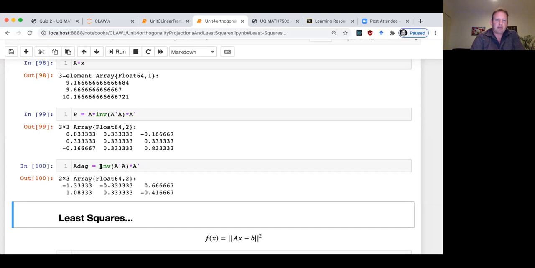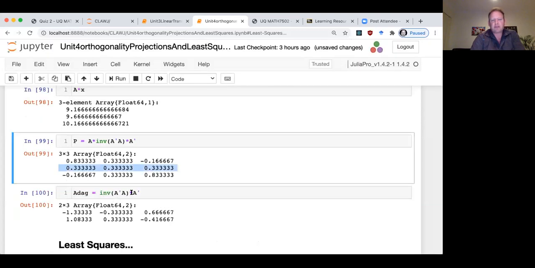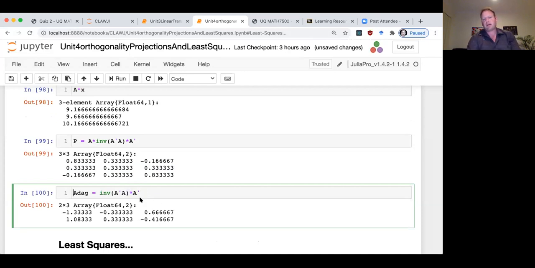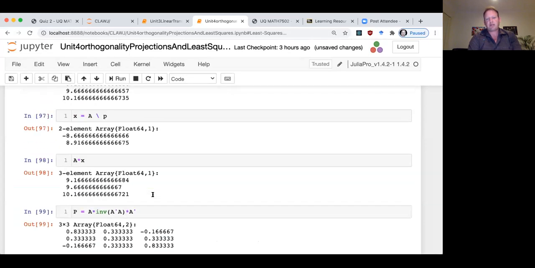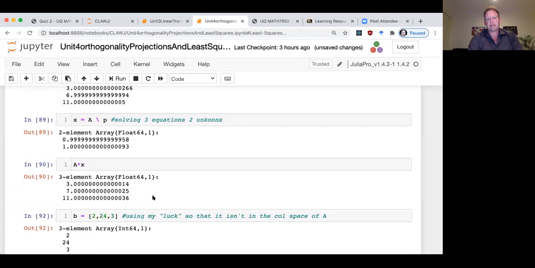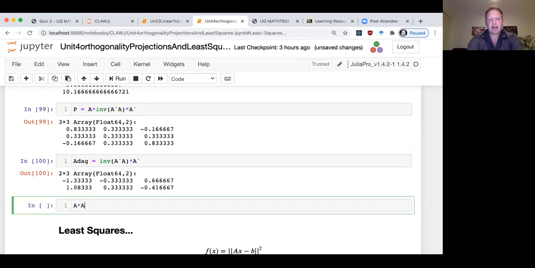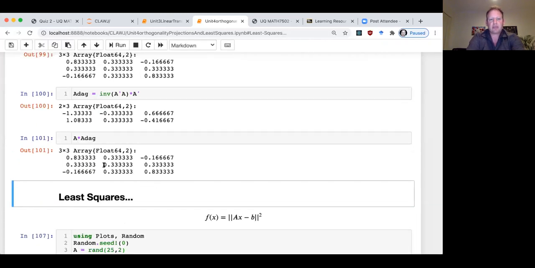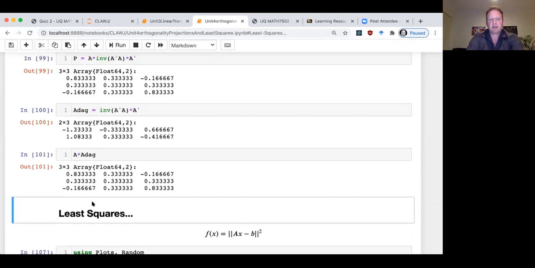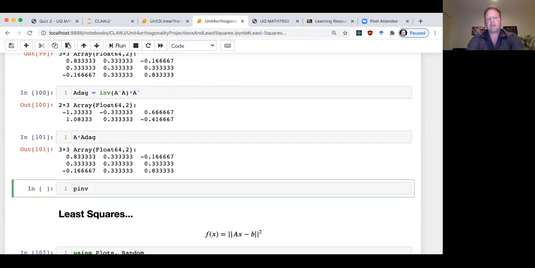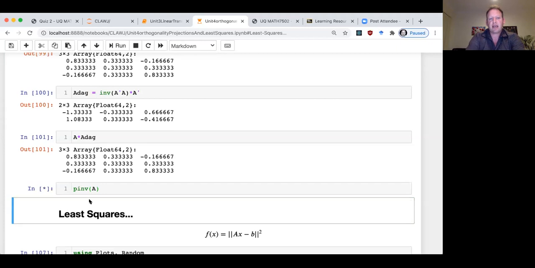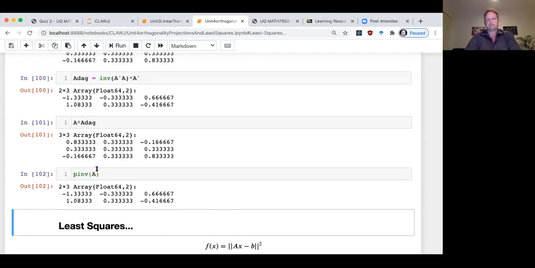But the pseudo-inverse has a different dimension, the dimension of A transposed in this case. And of course, A times A dagger is going to be the projection matrix again. One last thing on this: you can also use the built-in function pinv, which stands for pseudo-inverse. You do pinv of A, and you're going to get the pseudo-inverse again. So that's projection matrix and pseudo-inverse.